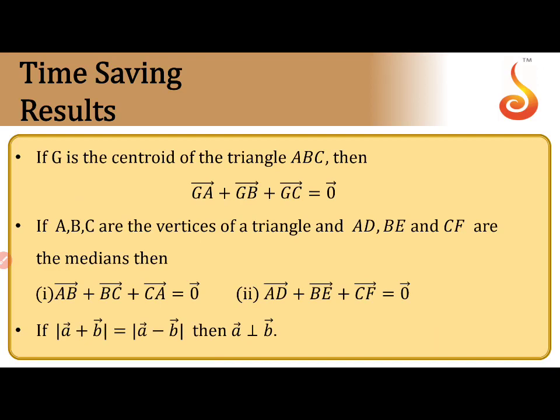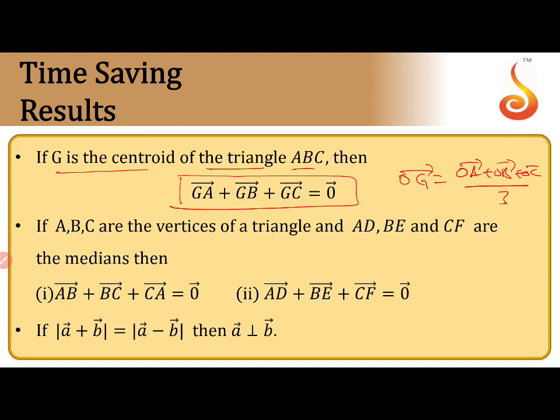Next, these are time saving results. If G is the centroid of triangle ABC, then GA bar plus GB bar plus GC bar equals 0 bar. And what is the centroid of a triangle? That is OA bar plus OB bar plus OC bar by 3. This is the formula for the centroid of a triangle. You can write it as A bar plus B bar plus C bar by 3. That is called OG bar.